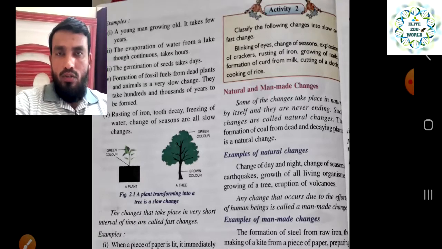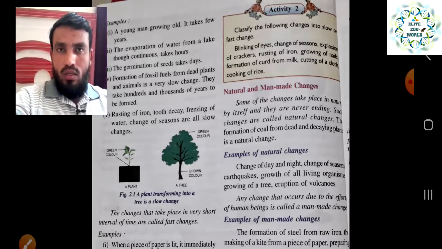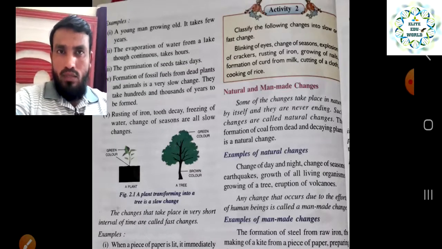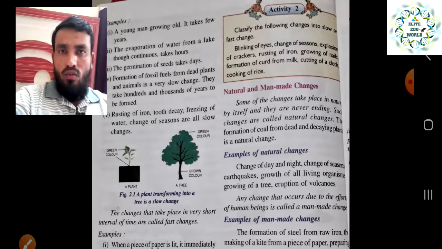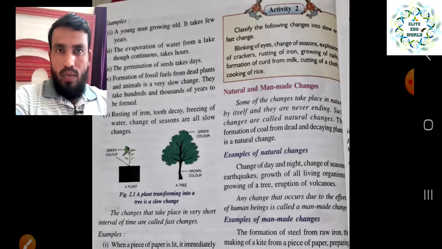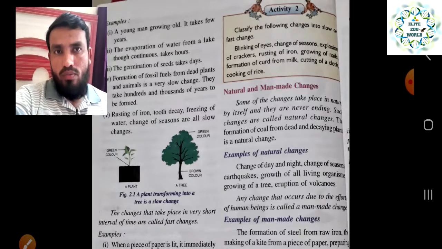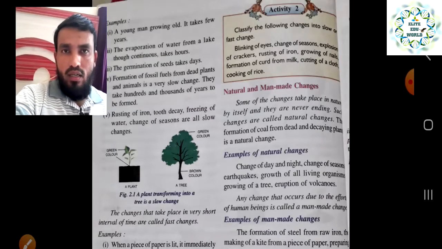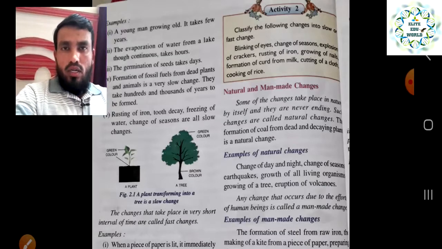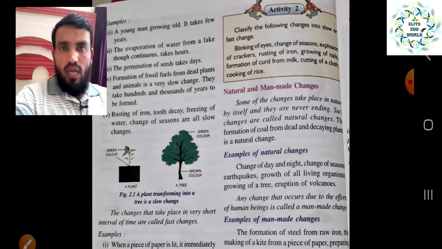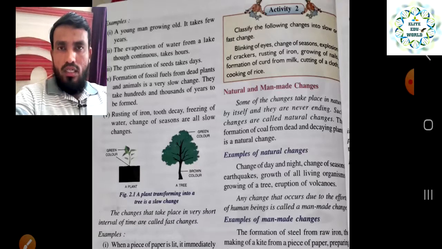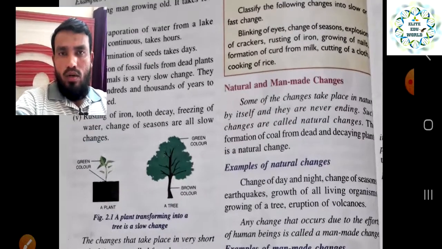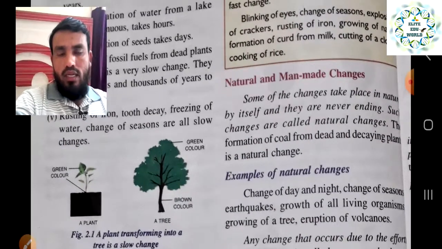If you are not taking care of your teeth, it will not mean having a cavity in 1 day or 2 days. It will take time. Freezing of water also takes some time to become ice. Changes of the season: in India we have special seasons, summer and winter. So the changes in the seasons also take time. Normally we have 4 months for each season. So these are things that change from one state to another, and that requires time.